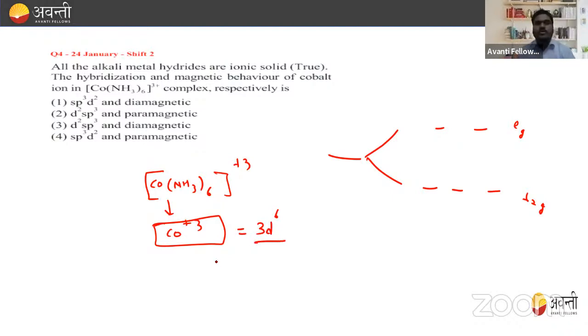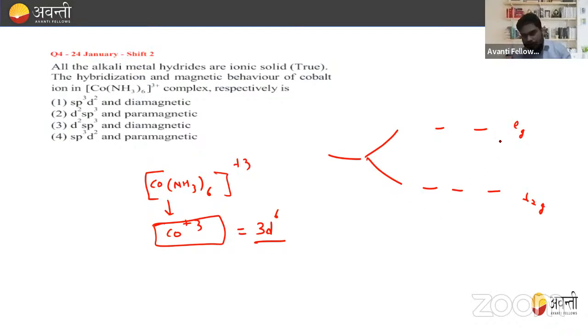And what about ammonia? Tell me first, beta, whether ammonia is a weak ligand or a strong ligand. According to the spectrochemical series, from iodide, bromide, chloride, to oxalate, water, EDTA, ammonia, and so on, ammonia lies on the right-hand side. So ammonia is a strong ligand, not weak.